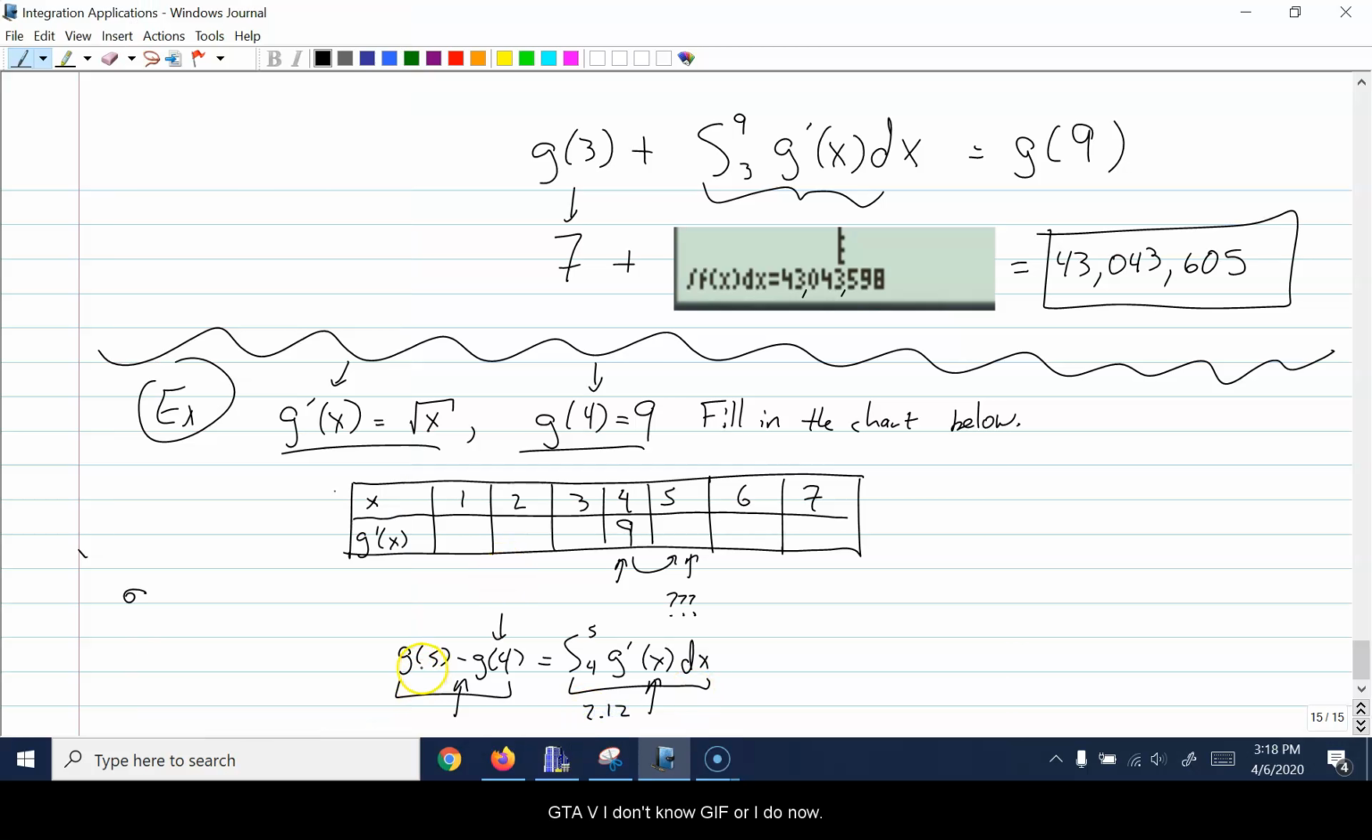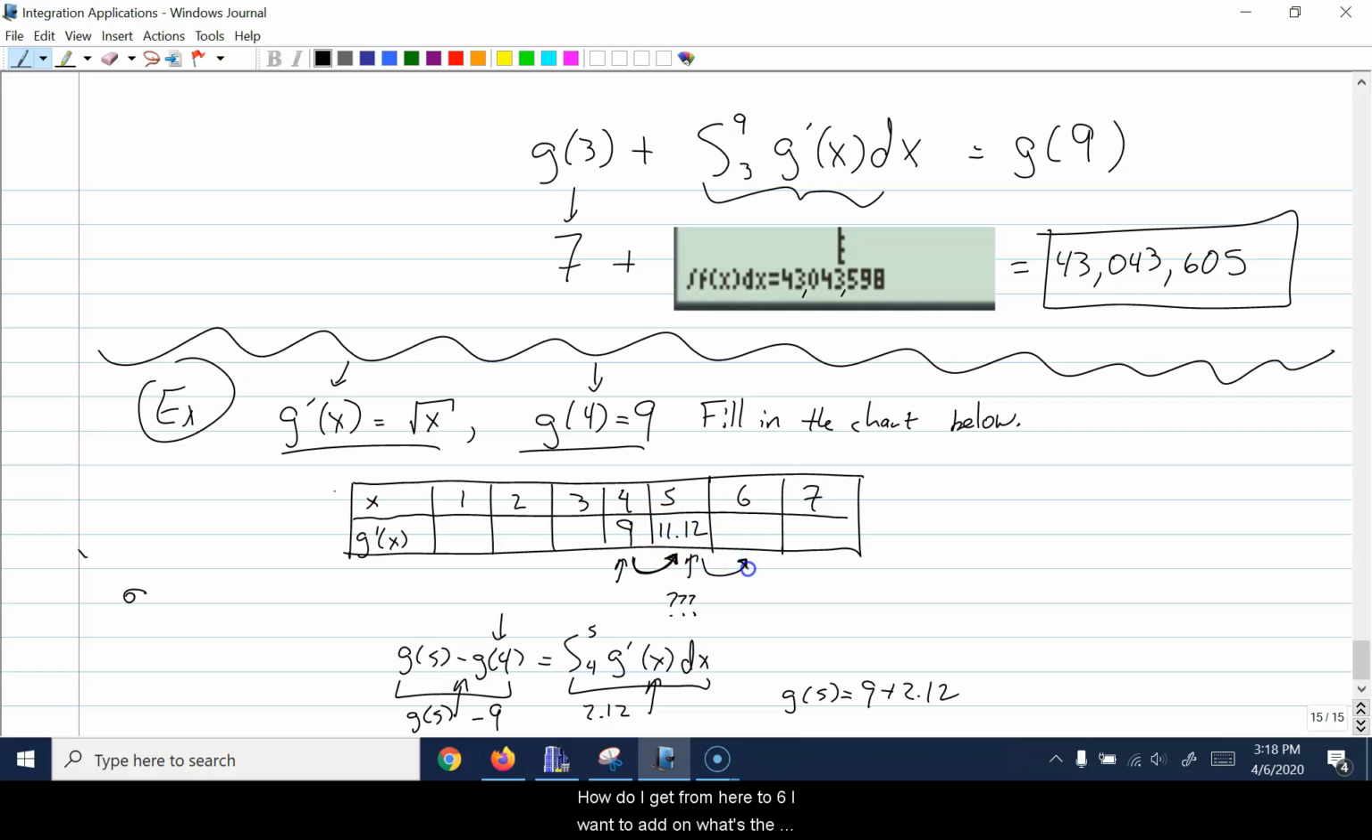G of 5 I don't know. G of 4 I do know. So g of 5 minus 9 is 2.12. So g of 5 is 9 plus 2.12. The 2.12 is saying how much we need to increase by. 9 plus 2.12 is 11.12.